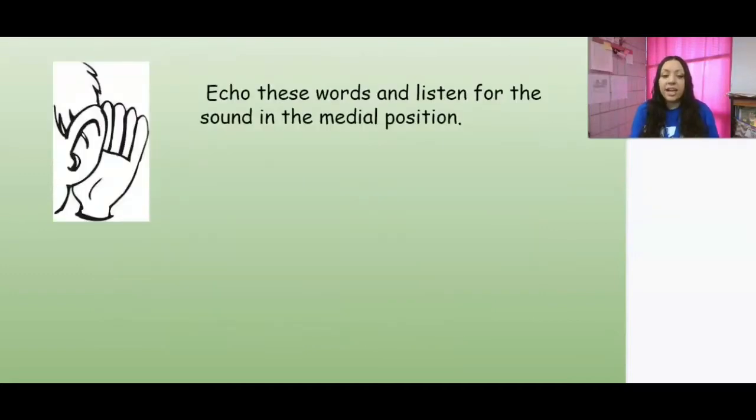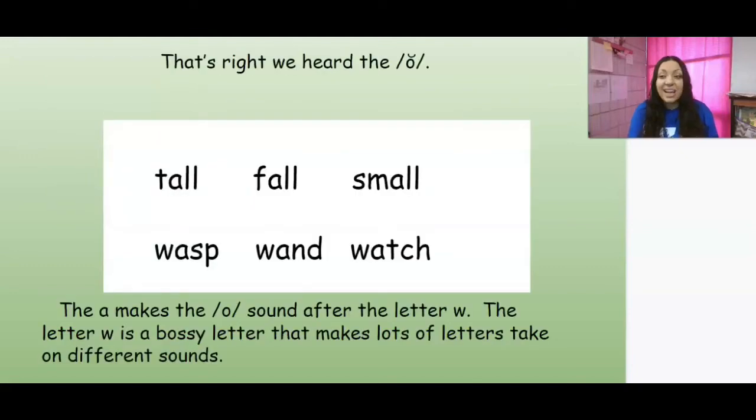Okay, you're going to echo these words and listen for the sound in the middle. Are you ready? Wand, wasp, watch. What do you hear in the middle? Wand, wasp, watch. That's right, you hear that ah sound. The A makes the ah sound after the letter W.